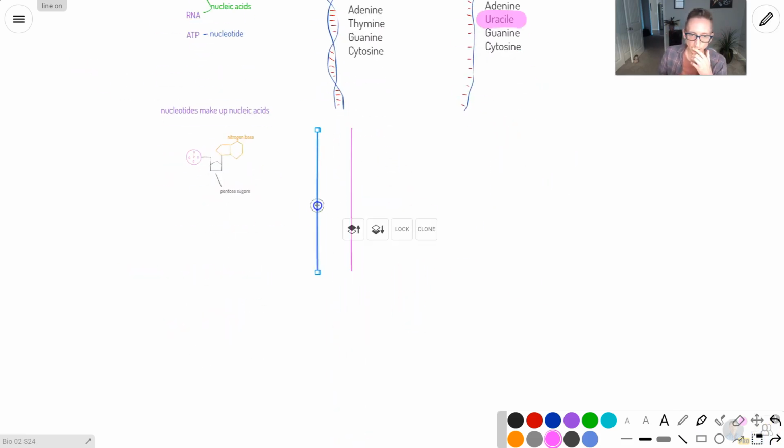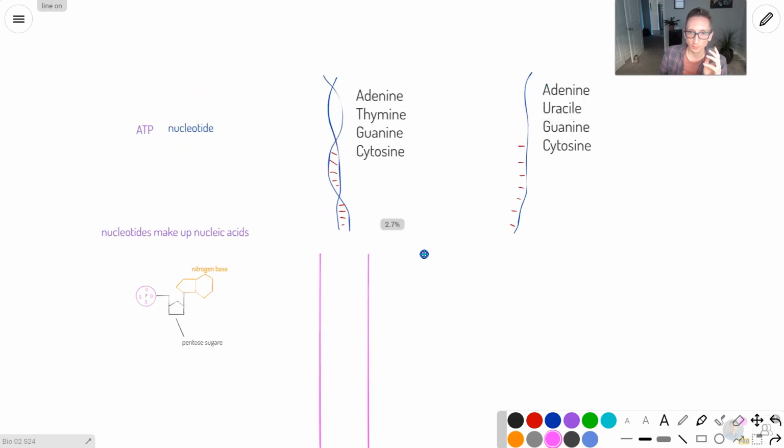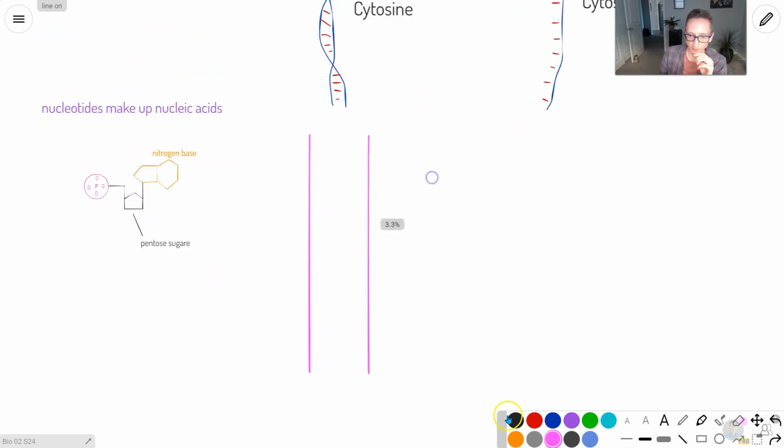All right, so in these bases, in the center here, we've got that pentose sugar, but then there's potential for these different bases. So for example, we got our pentose sugar. I'm not going to draw them all out, I'm just going to draw one. 1, 2, 3, 4, 5. That seems good.